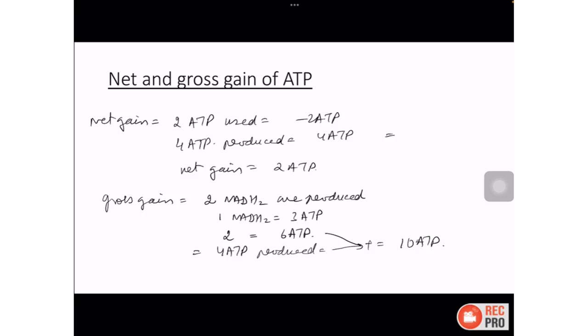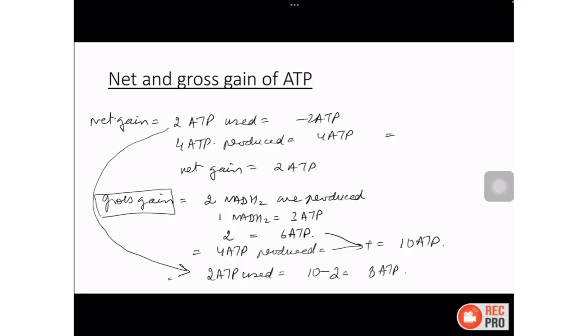But initially we saw you have to take this also into consideration. For the gross, 2 ATP are used. So it will be 10 minus 2, 8 ATP is the gross gain. Gross gain is 8 ATP and the net gain, we count only the ATP in the net gain, that is going to be 2 ATP.